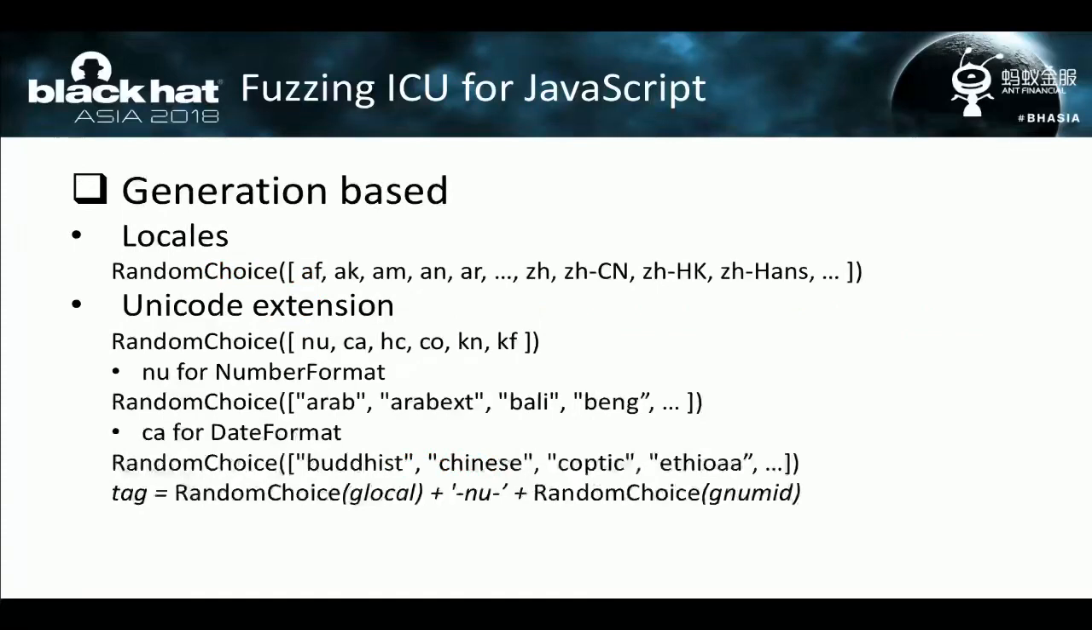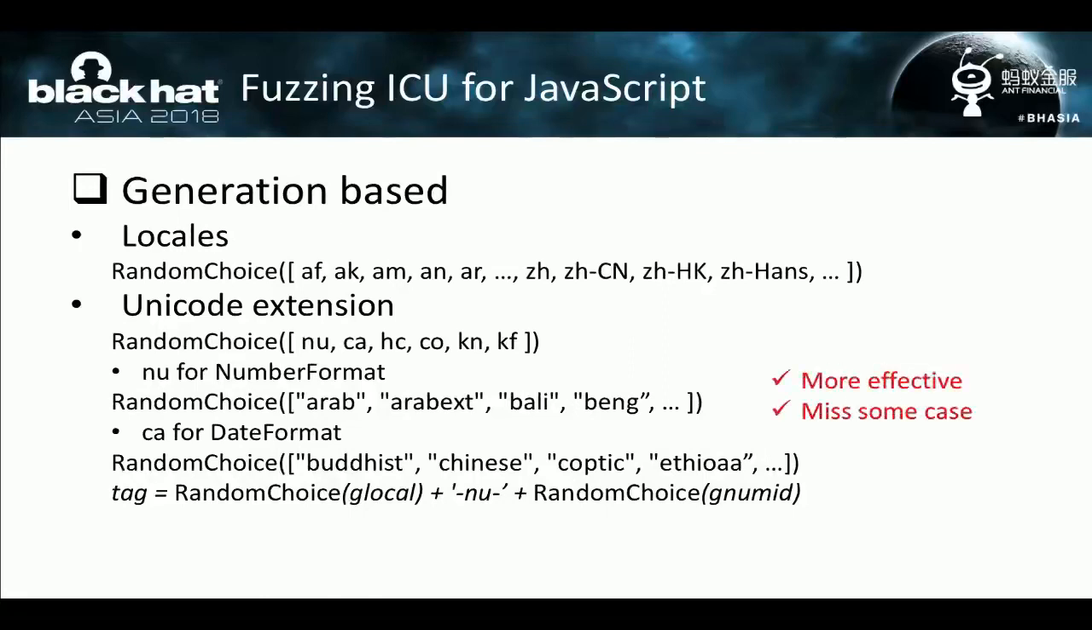Then I tried to generate the most likely valid locales. I maintained a locale array and many unique extension arrays. When I generate the tags for number format, we choose the NU array. When generating for date format, we choose the CA array. So finally the language tag will be like this: tag equals random locale plus NU plus random numbering ID. It's like this.